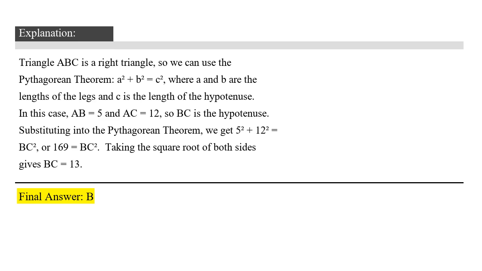Triangle ABC is a right triangle, so we can use the Pythagorean theorem, a superscript 2 plus b superscript 2 equals c superscript 2, where a and b are the lengths of the legs and c is the length of the hypotenuse. In this case, AB equals 5 and AC equals 12, so BC is the hypotenuse. Substituting into the Pythagorean theorem, we get 5 superscript 2 plus 12 superscript 2 equals BC superscript 2, or 169 equals BC superscript 2. Taking the square root of both sides gives BC equals 13.